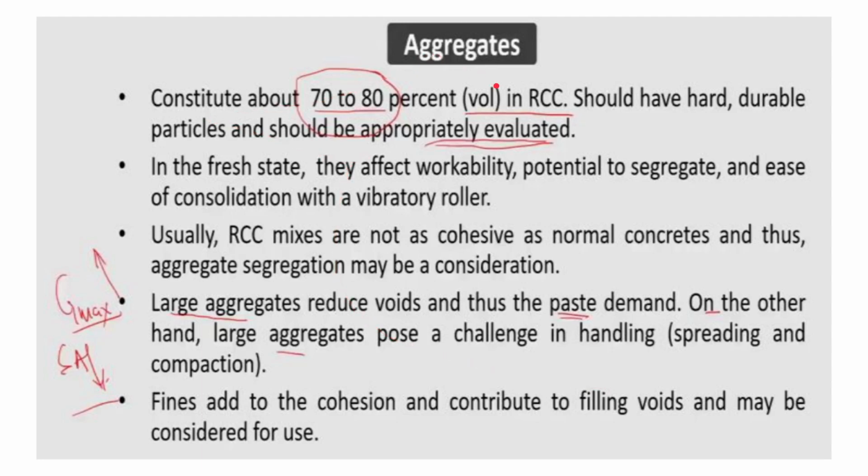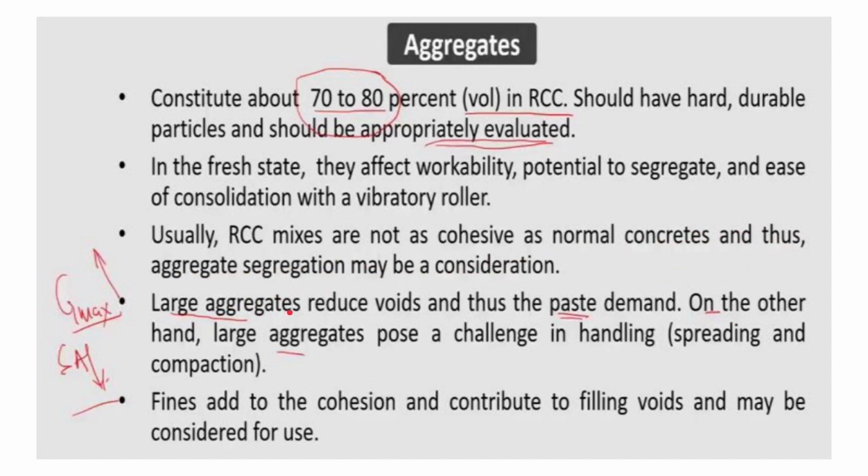So the aggregates: the main composition is of aggregates, which constitute around 70 to 80% of volume in RCC. They should be hard, durable particles and should be appropriately evaluated. In the fresh state, they affect workability, potential to segregate, and ease of consolidation with a vibratory roller. Usually RCC mixes are not as cohesive as normal concretes, because the cement content is less, and thus aggregate segregation may be a consideration.